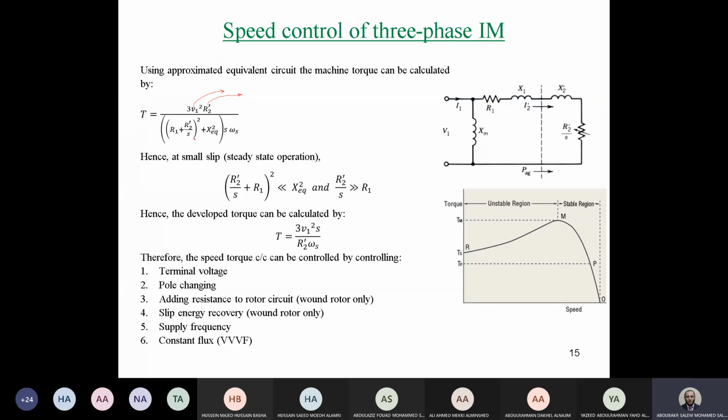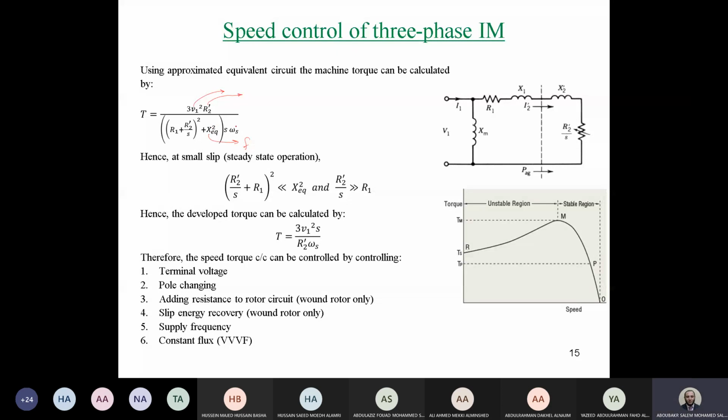In the denominator, we may have R1. However, it's not used in industry because the effectiveness of R1 control on the characteristic is not so good compared to other parameters. So R2, we said R2, we have X equivalent. X depends on the frequency and inductance. So we may say here we can control frequency in order to control the value of X.